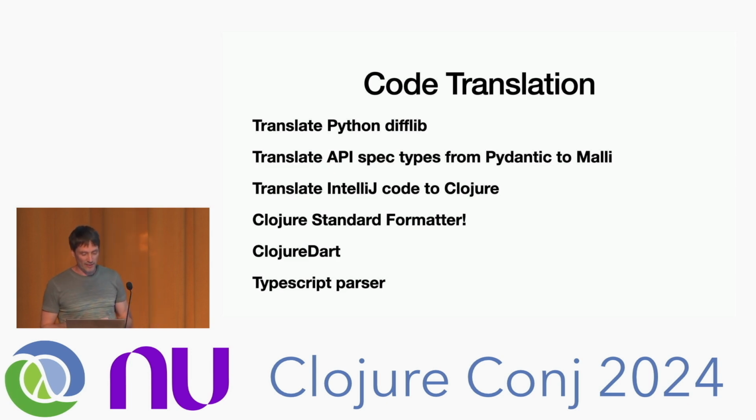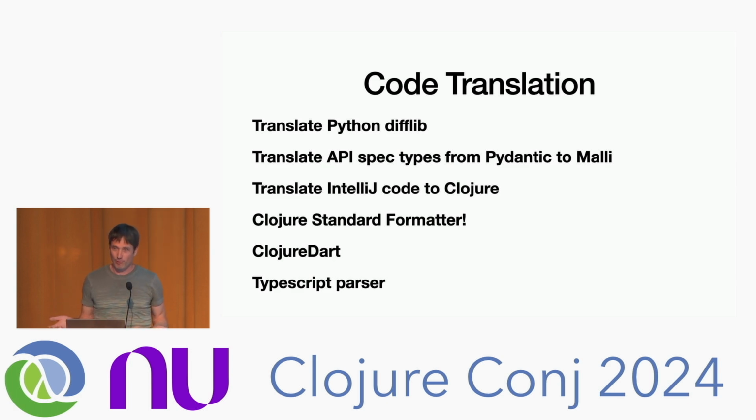So this is a series of use cases I have. I was going to talk about them. I translated the difflib from Python, which is a diffing and patching thing, to Clojure so I could use it. So it's not all just a sad tale of there being less Clojure code in the world. This also works in the other direction as well. I've used it a lot.